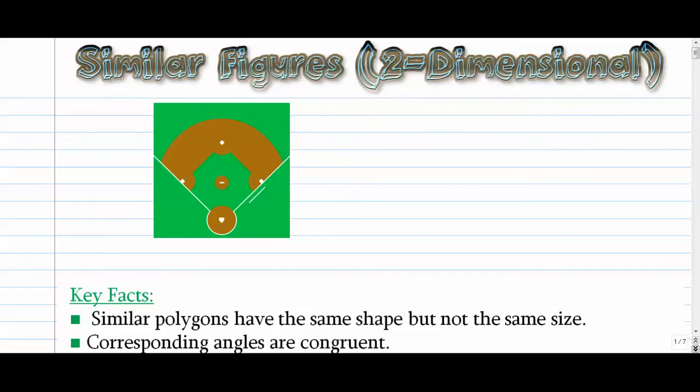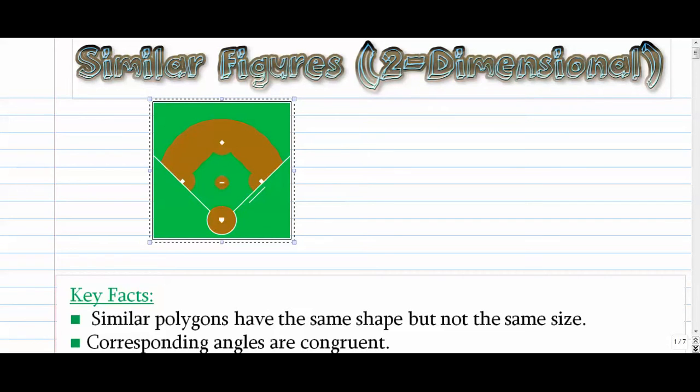Alright, next up here is a video on similar figures. These are just two-dimensional figures that we're going to talk about similarity with. And we mentioned the word similarity. What we're talking about is basically figures that have the same shape but a different size.